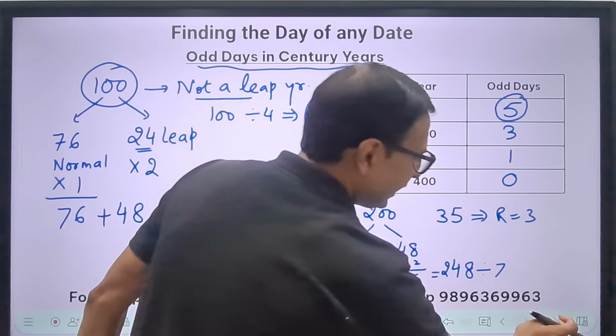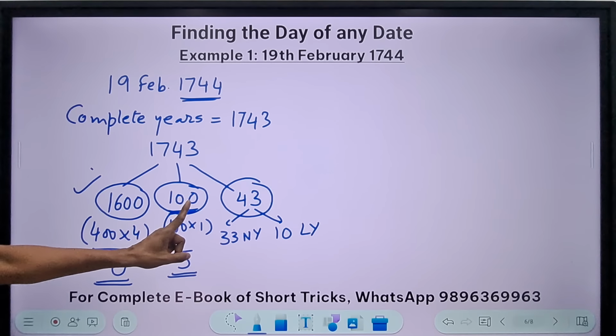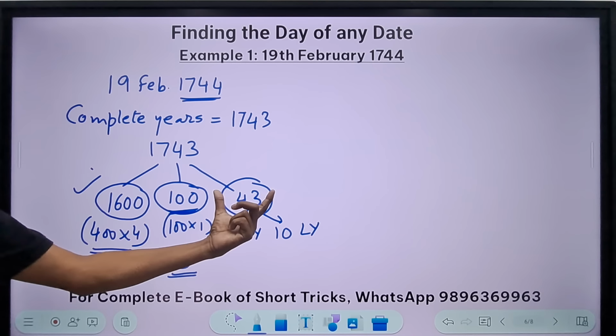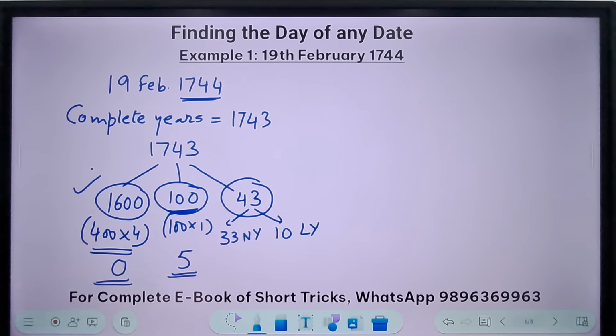Next, we have 43 years remaining. So we need to find out how many of these 43 years are normal and how many are leap. If you divide 43 by 4, you get 10 as the quotient. So 10 leap years and the remaining 33 normal years. This is the category you have to make, and obviously you don't have to worry about the century years here because centuries are already separated out. So here you will not have centuries. So just divide this by 4.